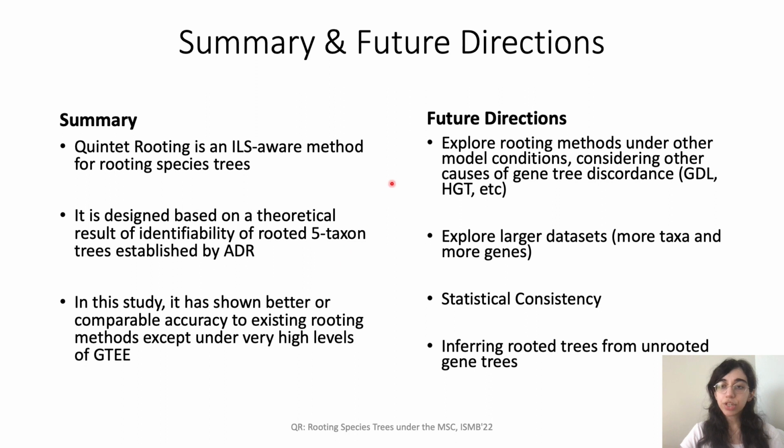So this study suggests several directions for future work. For example, methods for rooting species trees could be explored on datasets with more model conditions, possibly with other causes of gene tree discordance, and also larger trees. We did not establish statistical consistency for QR, which is an important consideration. And finally, the ideas that were used here for rooting an unrooted tree could be used in developing species tree estimation methods that produce rooted trees directly from unrooted gene trees.